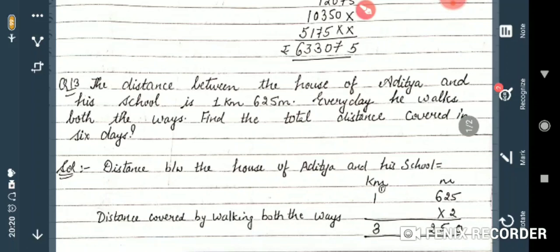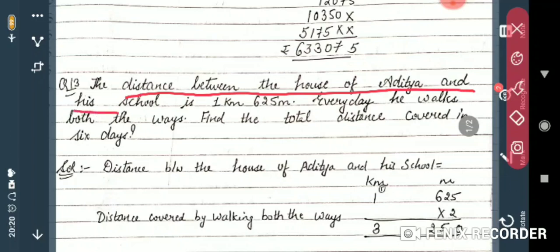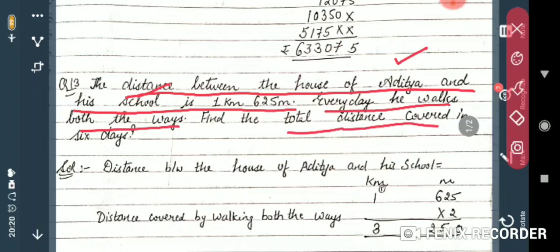Now the next question is, the distance between the house of Aditya and his school is 1 kilometer 625 meter. Every day he walks both the ways. Find the total distance covered in 6 days.